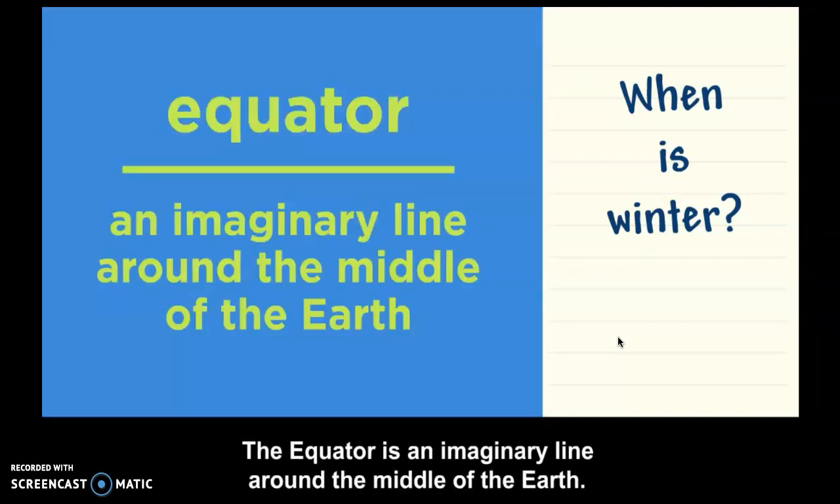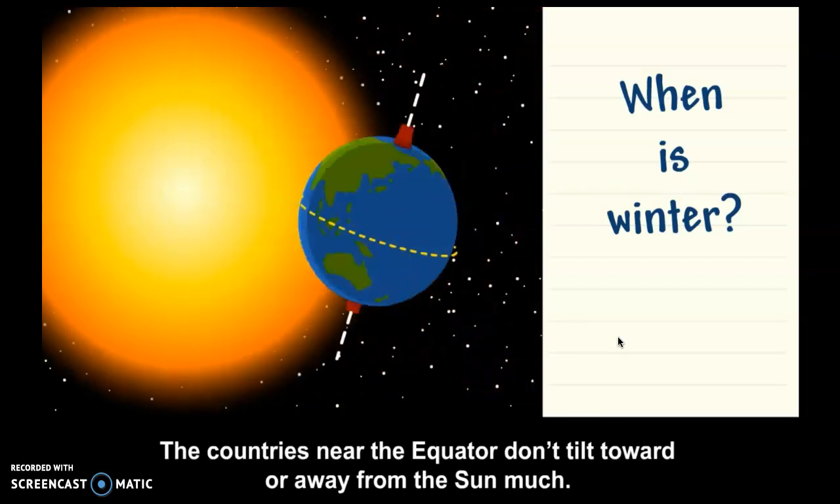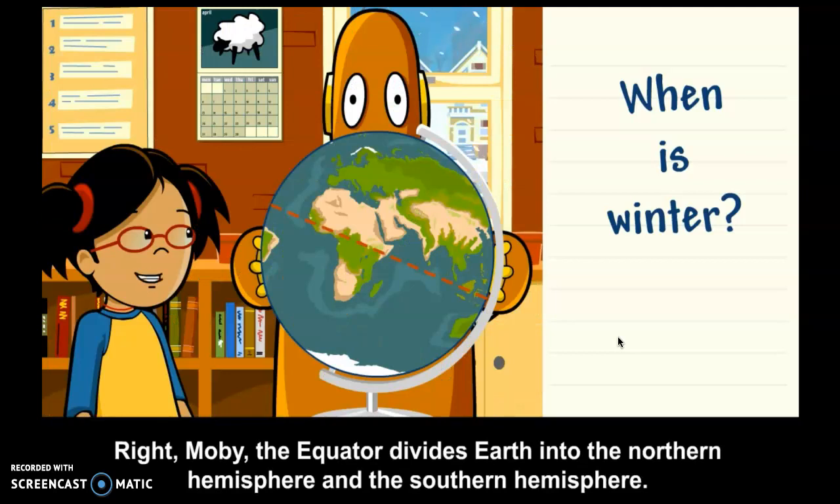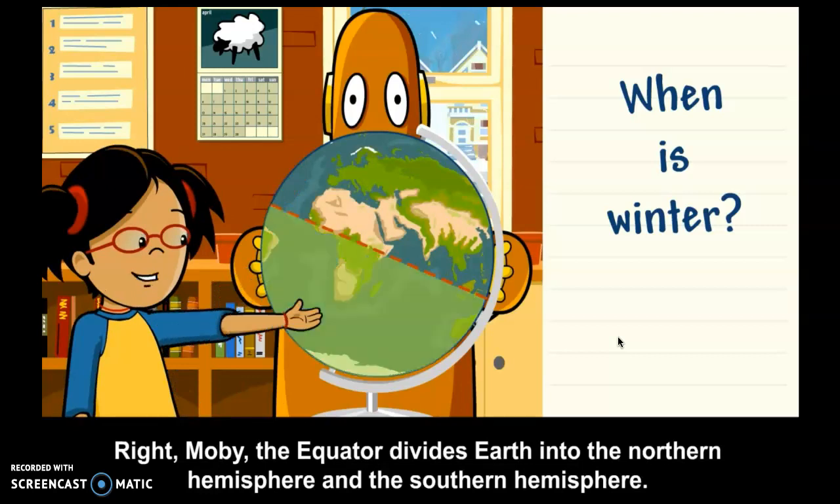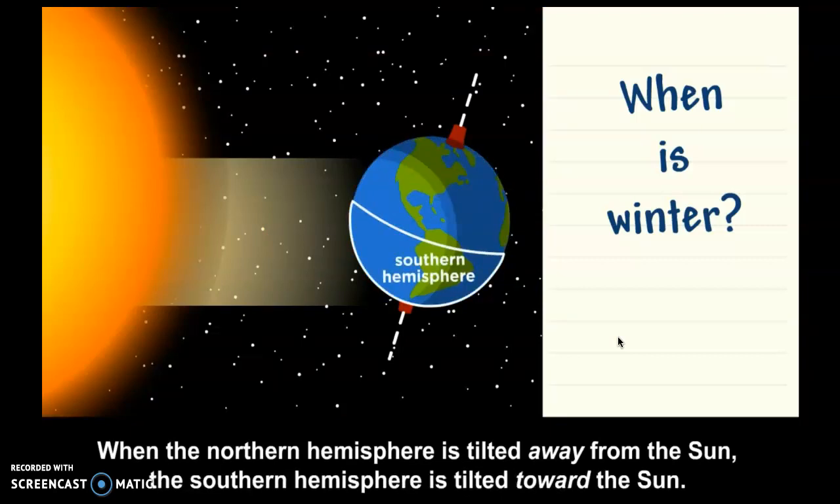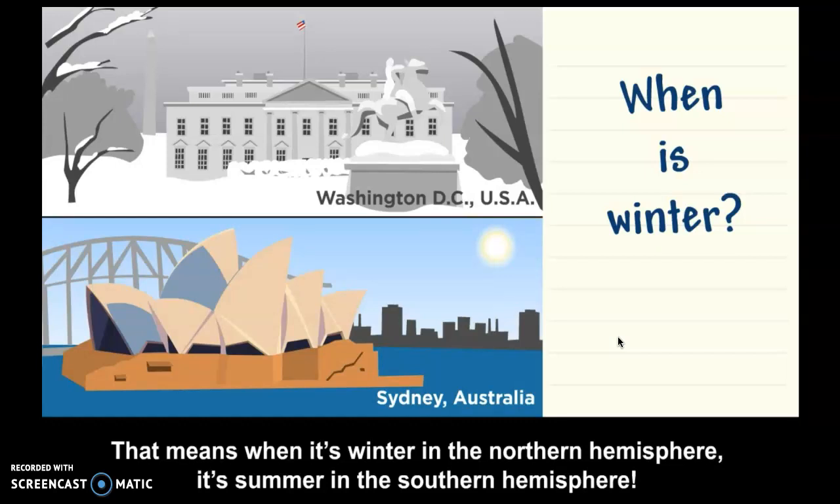The equator is an imaginary line around the middle of the Earth. The countries near the equator don't tilt toward or away from the sun much, so they're warm all year long. Right, Moby. The equator divides Earth into the northern hemisphere and the southern hemisphere. When the northern hemisphere is tilted away from the sun, the southern hemisphere is tilted toward the sun. That means when it's winter in the northern hemisphere, it's summer in the southern hemisphere.